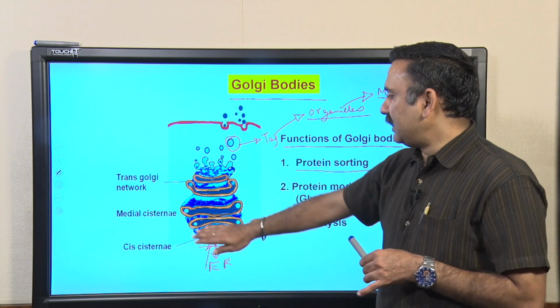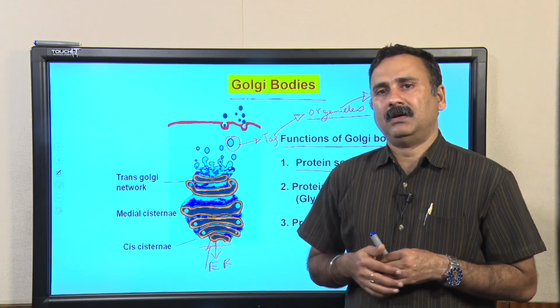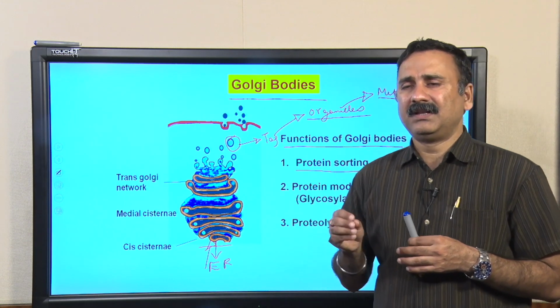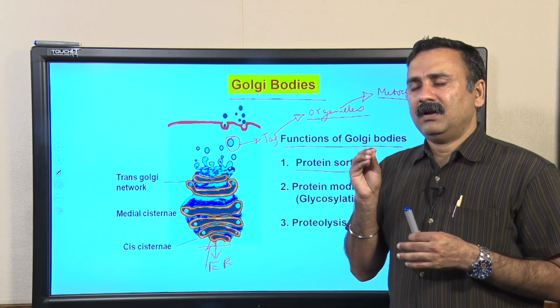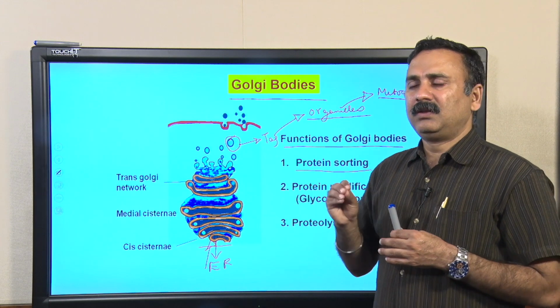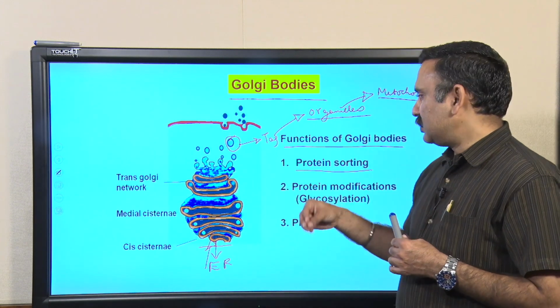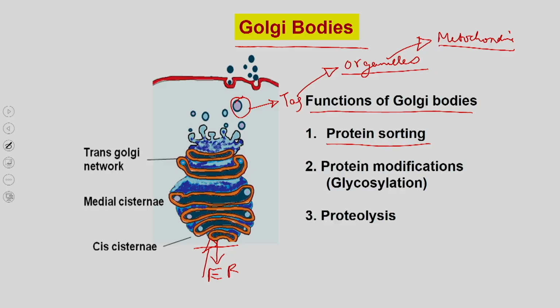So, that sorting is done by the Golgi bodies, and then it tags those vesicles with particular localizing sequences for a destination, and that is how it helps in vesicular trafficking. Golgi bodies also play a role in protein modification or glycosylation, and ultimately also in proteolysis or the degradation of proteins.